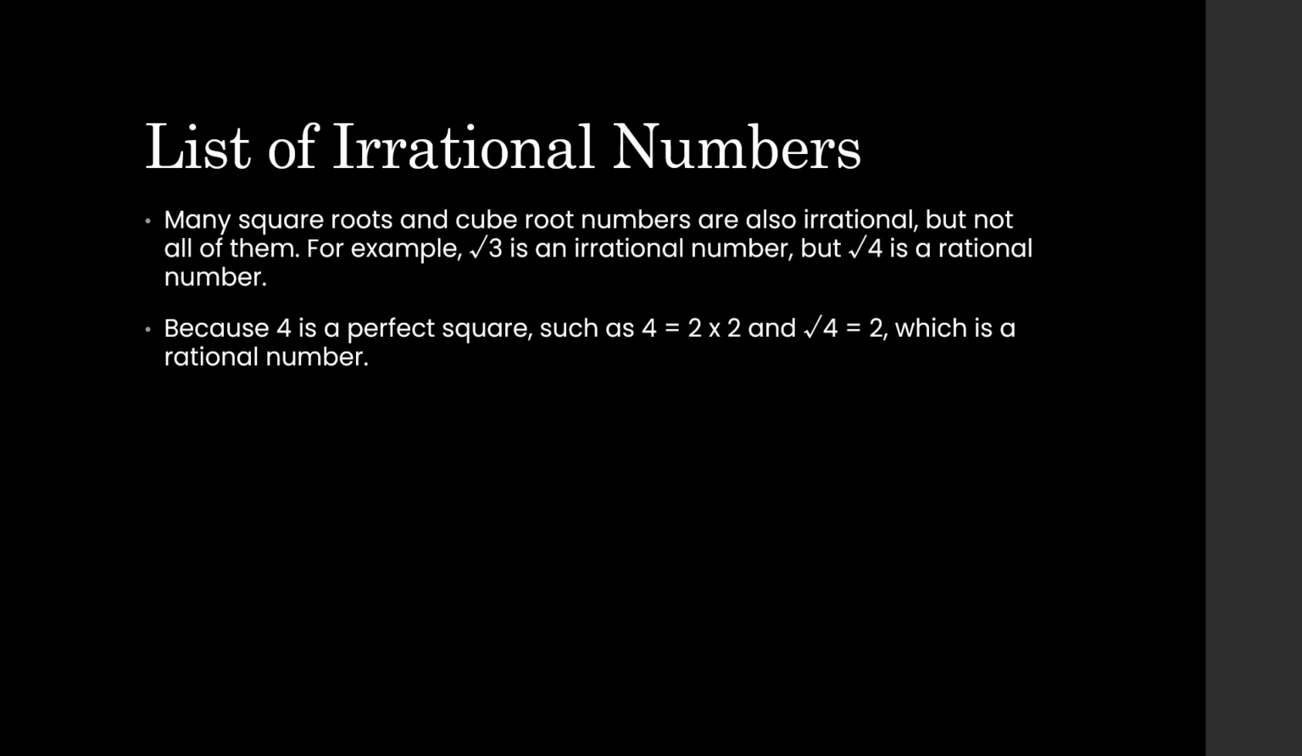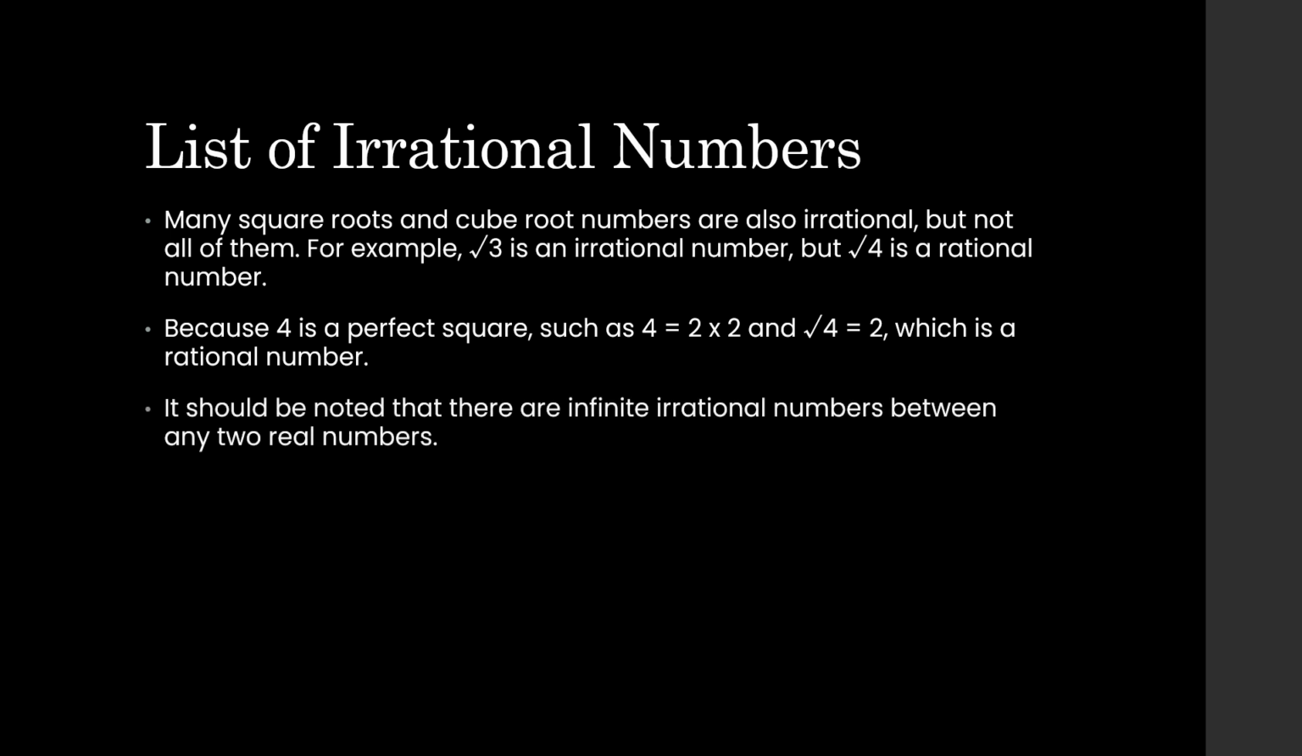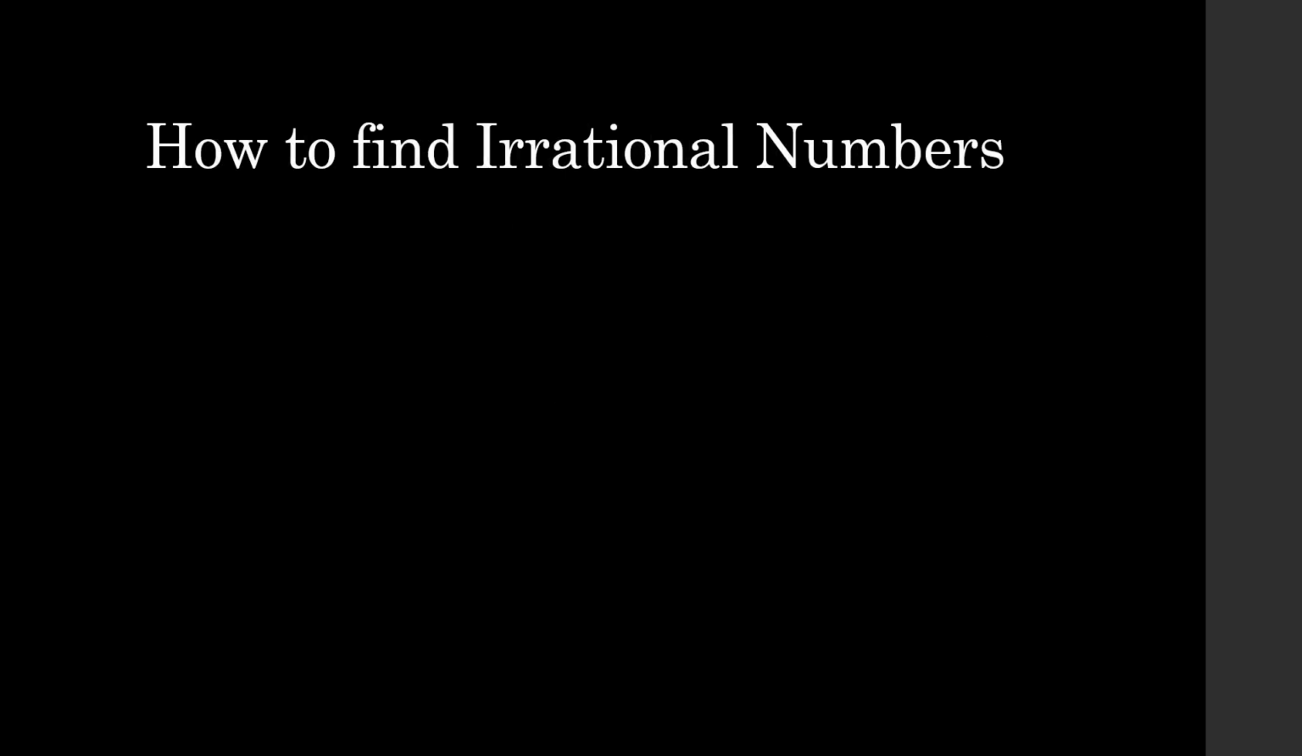It should be noted that there are infinite irrational numbers between any two real numbers. For example, 2 and 3, these are real numbers. Between 2 and 3, there are infinitely many irrational numbers. Between 5 and 6 there are also infinite irrational numbers. Let us see how to find irrational numbers between two real numbers.